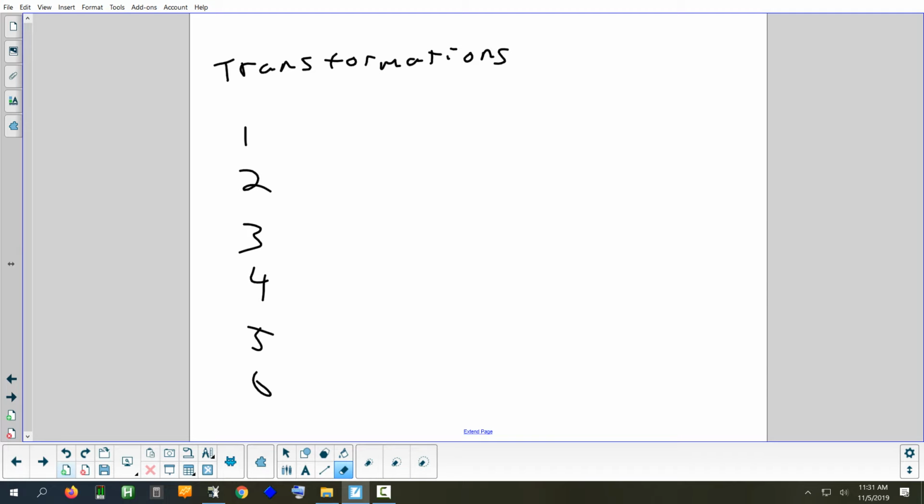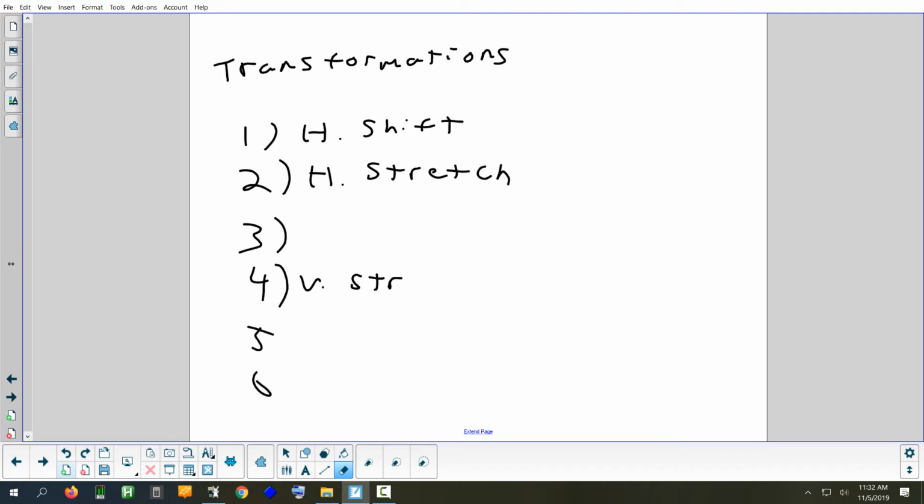It's not a reflection because it's not negative. What's the first transformation you always deal with? Horizontal. Always do horizontal shifts first. Second thing? Then you do horizontal stretch. Third thing, if you had it? Horizontal reflection. It's always horizontal, horizontal, horizontal.